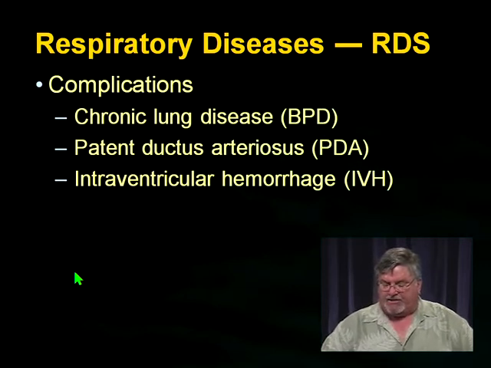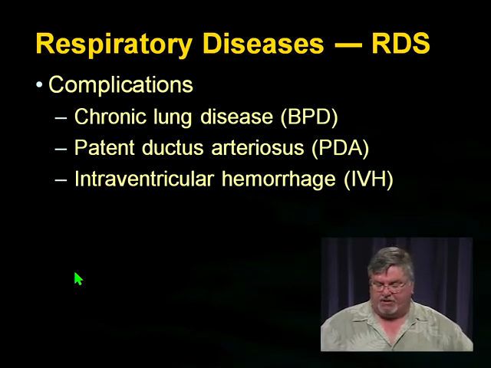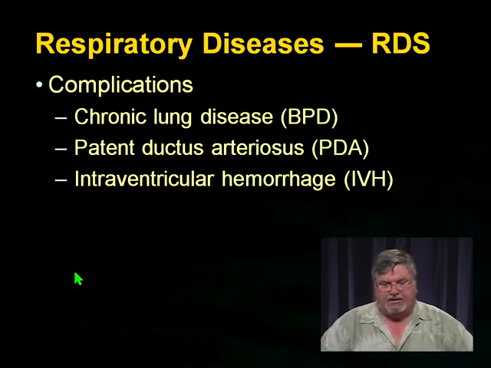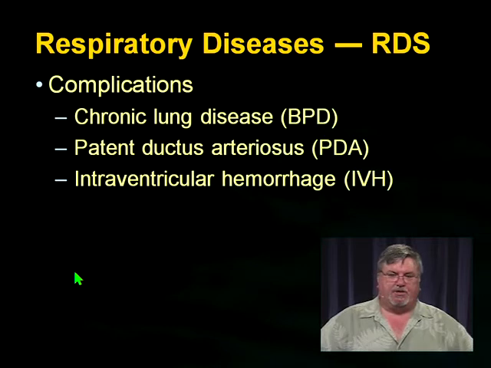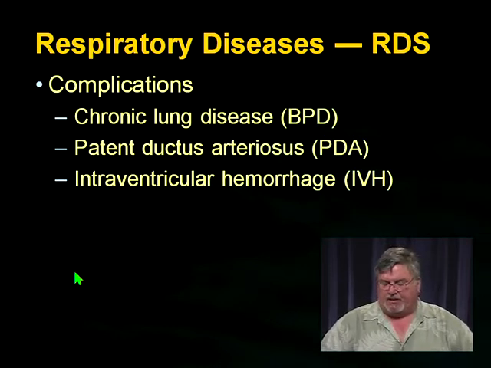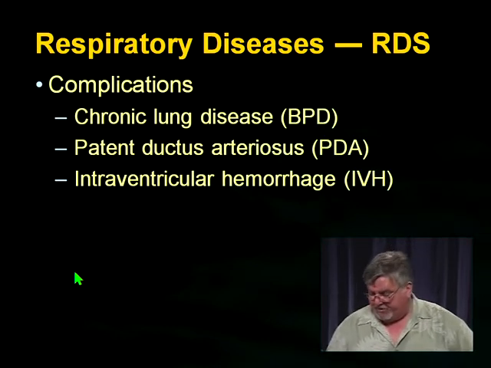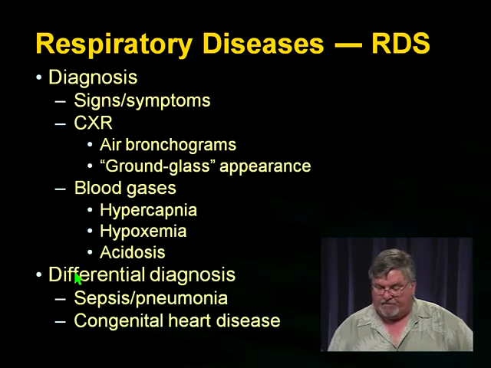Complications of RDS are generally the complications of prematurity. We talked a little bit about these. Chronic lung disease, patent ductus arteriosus, but in a child with respiratory distress syndrome, the duct generally shunts left to right, not right to left. So kids with persistent pulmonary hypertension, they shunt right to left. Kids with RDS or prematurity, they tend to shunt left to right. And intraventricular hemorrhages, again, for reasons that we don't understand.